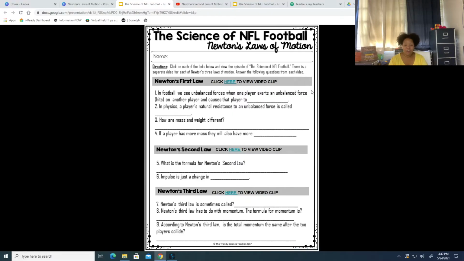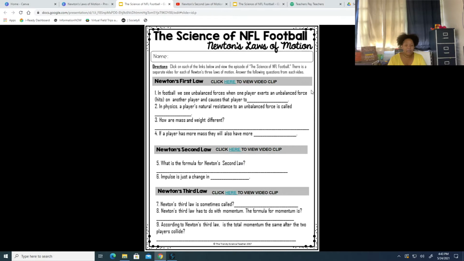Okay, we've watched our video on Newton's second law of motion, and now I think I'm ready to answer these 2 questions. So number 5 says, what is the formula for Newton's second law? Now in the video it said F equals ma, but what that actually means is force equals mass multiplied by acceleration, okay? Force equals mass times acceleration. So that's the equation or the formula for Newton's second law of motion.